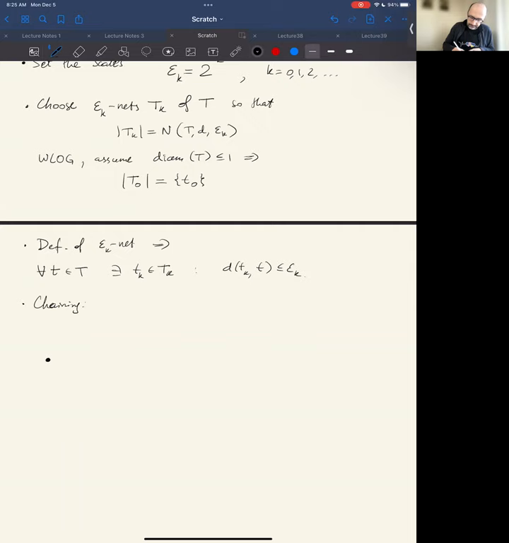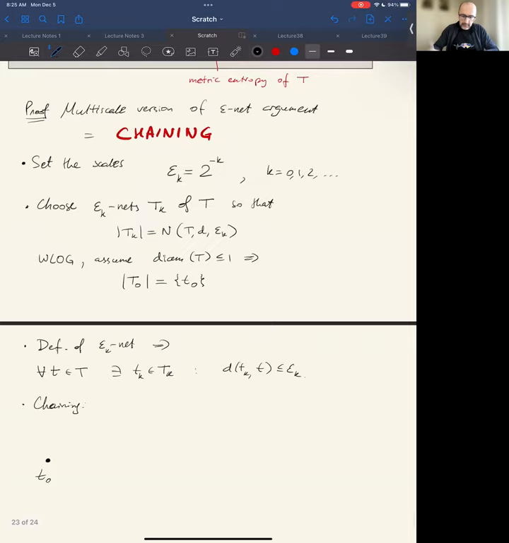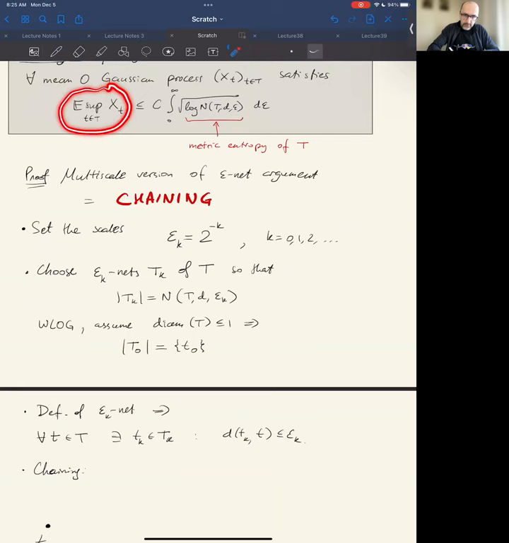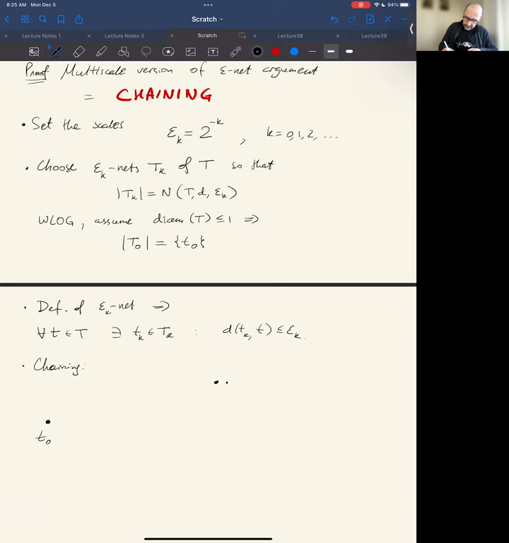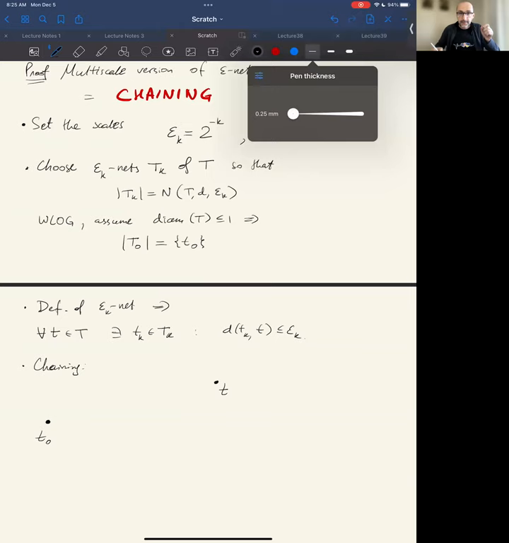It's a fixed point, T0. And our goal is to bound this uniformly. So suppose I want to bound XT for some T. Imagine that we are sitting somewhere here at T. And we will find a path, a chain of links from T0 to T in the following way.